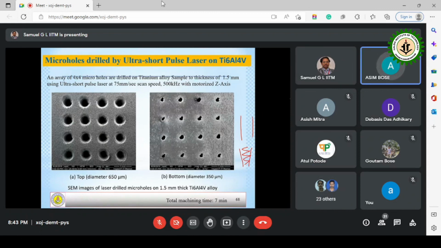So this tapering effect and the overcut that you are having on the top surface, you are eliminating by using the trepanning method. Yeah, actually, but still there is a challenge. If the diameter of the hole is equal to the spot diameter, we can't do trepanning. So there will be overcut if the diameter of the hole is the same as the spot diameter. There will be overcut.